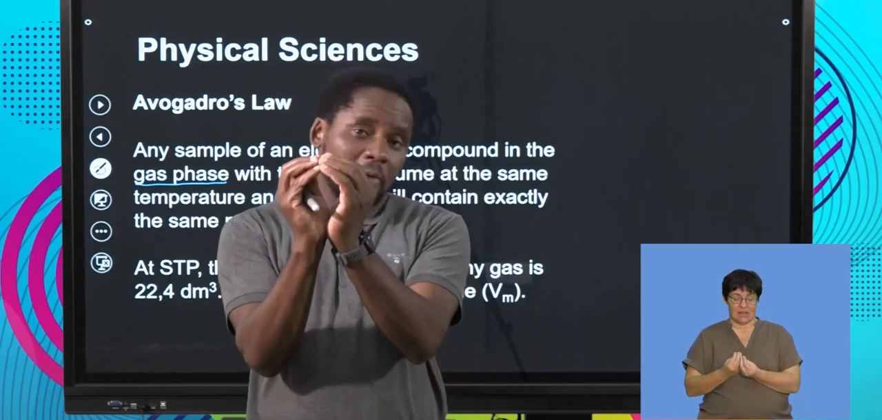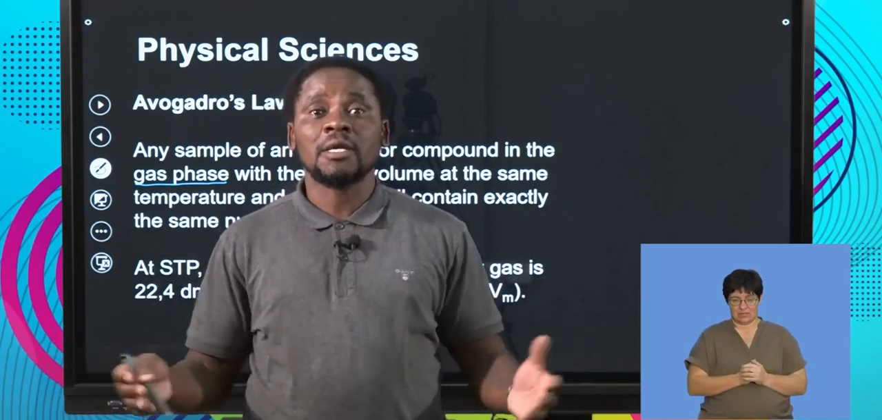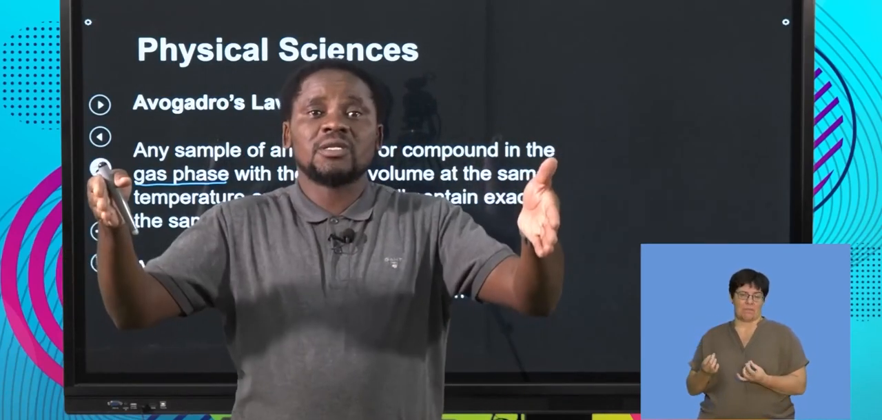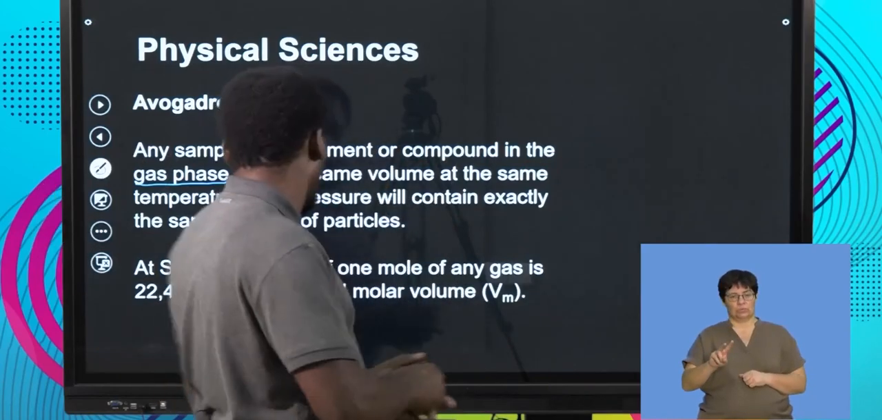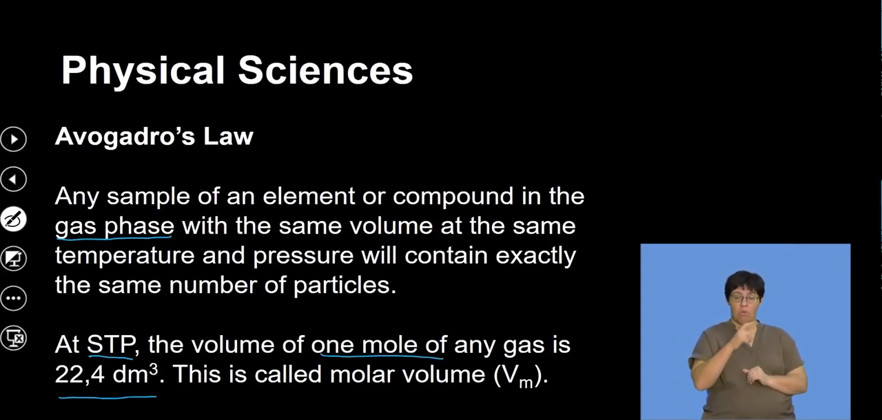If we talk about a mole of a gaseous substance, the number of particles that make it up is the Avogadro number, which is 6,02 times 10 exponent 23 per mole. So at STP, which is standard temperature and pressure, 1 mole of a gas occupies 22,4 cubic decimeters. That's the volume. VM stands for molar volume or molar gas volume.